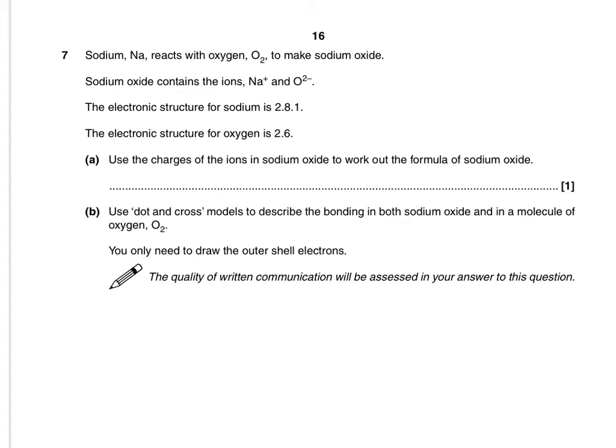Sweet. So sodium, Na, reacts with oxygen, O2, to make sodium oxide. Sodium oxide contains the ions Na+ and O2-. The electron structure, sodium, not oxygen. Use the charges of the ions in sodium oxide to work out the formula of sodium oxide.